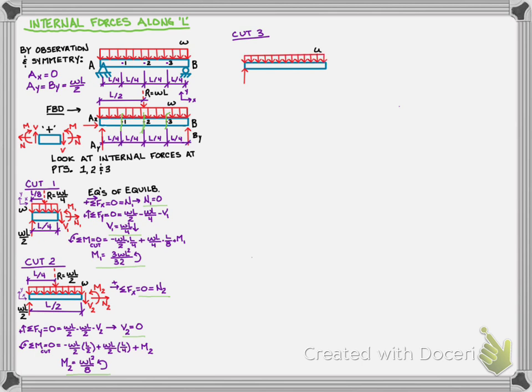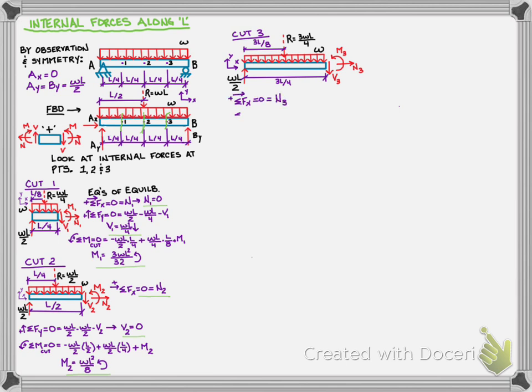I'm going to draw my free body diagram. I'm still going to have W. Now my resultant is a function of the length of 3L over 4, which is how far away I've gone from A. So I'm going to have a resultant of 3L over 4 times W. It's going to act at half of 3/4 L, so that would be 3/8 of L, both from A and from my cut. I still have to show the reaction at A, the WL over 2, and now I'm going to have my internal forces with the subscript 3, still drawn in the positive direction.